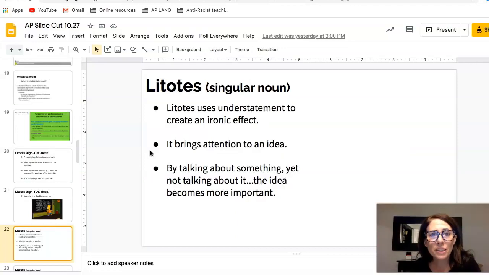Why would a writer use a litotes in a specific situation or example? Again, it is understatement. It creates an ironic effect, because under the umbrella of irony, verbal irony, understatement, litotes, it can bring attention to an idea. And I find this helpful, the third bullet. It's like when you're talking about something, yet you're not really talking about it, the idea somehow becomes more important, or people are trying to figure it out more. It's like a puzzle. They're interested. They're drawn in. You've captured them in some way. Or you're showing, you're exposing, you're uncovering, you're bringing attention to.